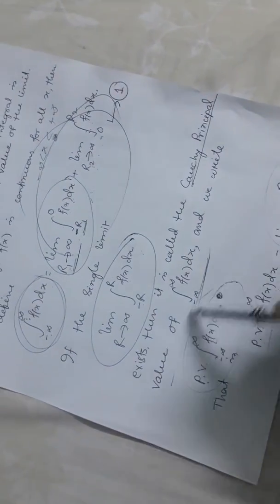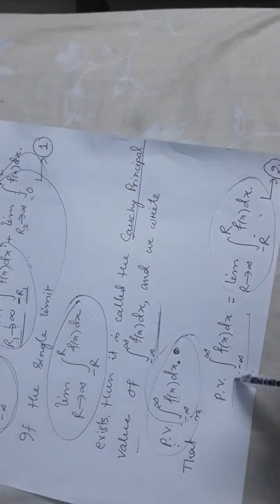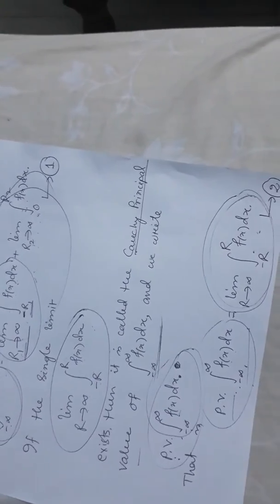If this single limit exists, then the value is called the Cauchy principal value of this improper integral, and we write that as PV of this improper integral. PV means principal value. So the principal value of this is defined by this single limit.